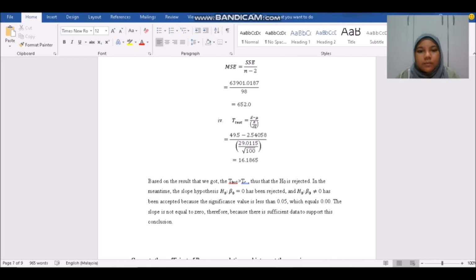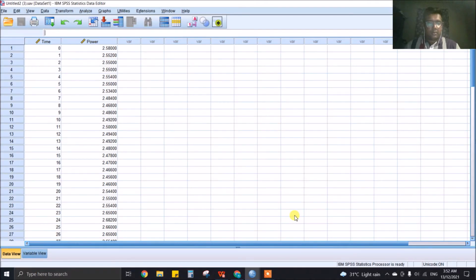My name is Dityan Raja. My matrix number is CE190043, and today I would like to present how to compute Pearson correlation and coefficient of determination on SPSS. This is the 100 engineering data that we have used for this project. Time is an independent variable, and power is a dependent variable.